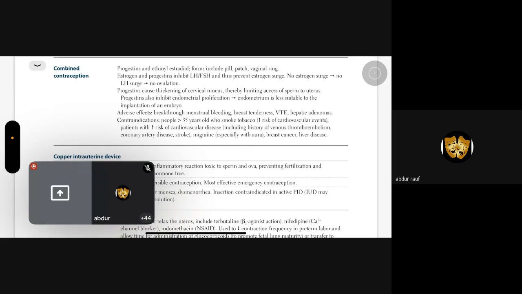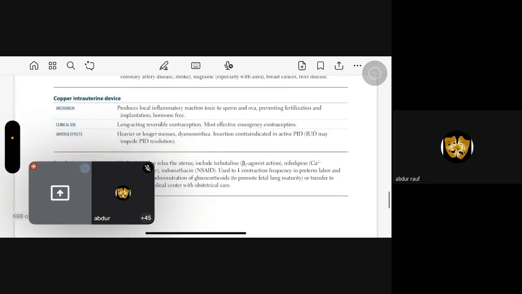So what are the contraindications? You need to rote memorize these because they are very important for Step 1, Step 2, and Step 3 as well. They are simple. People who are more than 35 years old and smoke tobacco, people with cardiovascular disease, migraine, breast cancer, liver disease, any of these conditions, you cannot give OCPs. You will give some form of contraception which is hormone free. So you can give a copper IUD to that patient. Okay. So we give a copper IUD.